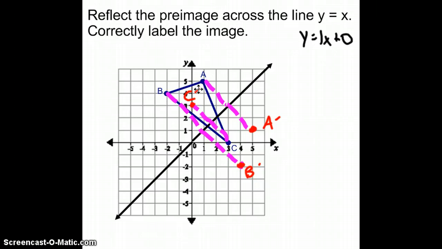Now our sketch can get a little messy, so I'm going to delete those pink lines, so that it's a little easier to see in our sketch where our figure should go. I would recommend using pencil when doing your assignment. So now, if we connect the points A prime, B prime, and C prime with a straight edge, we can see that they are, again, congruent figures that have been reflected over the line y equals x.